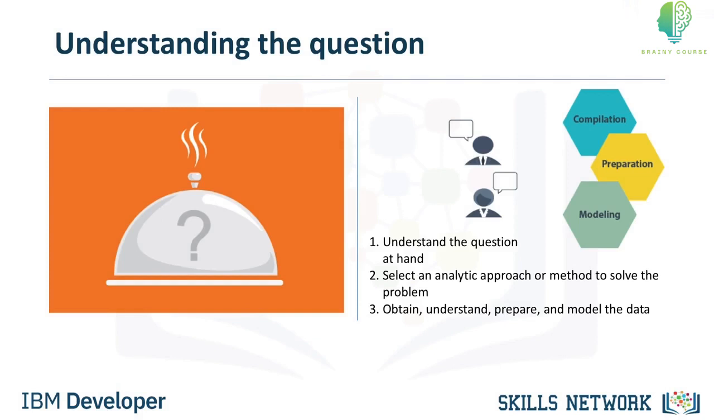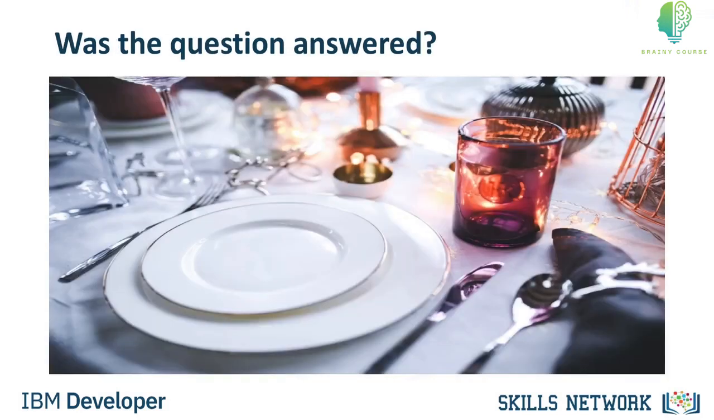In John Rollins' descriptive data science methodology, the framework is geared to do three things. First, understand the question at hand. Second, select an analytic approach or method to solve the problem. And third, obtain, understand, prepare, and model the data. The end goal is to move the data scientist to a point where a data model can be built to answer the question.